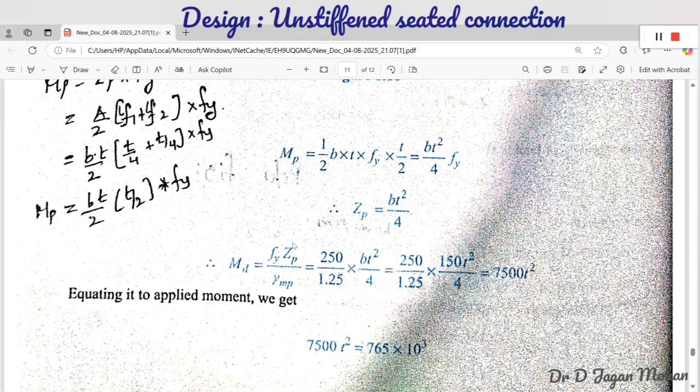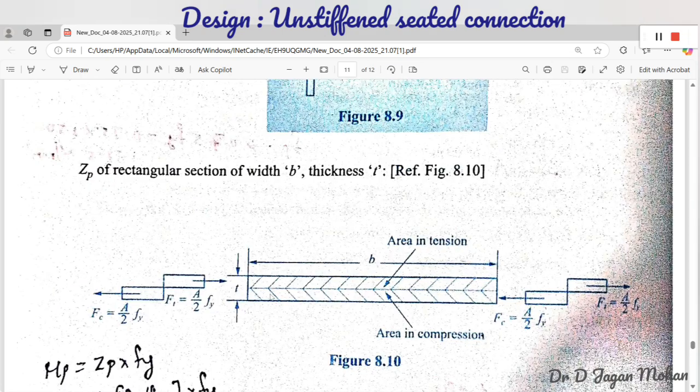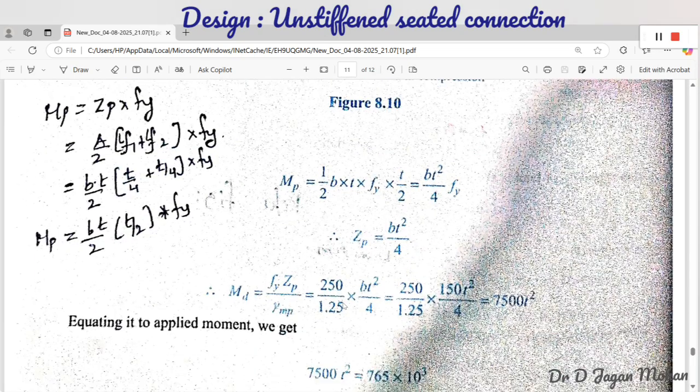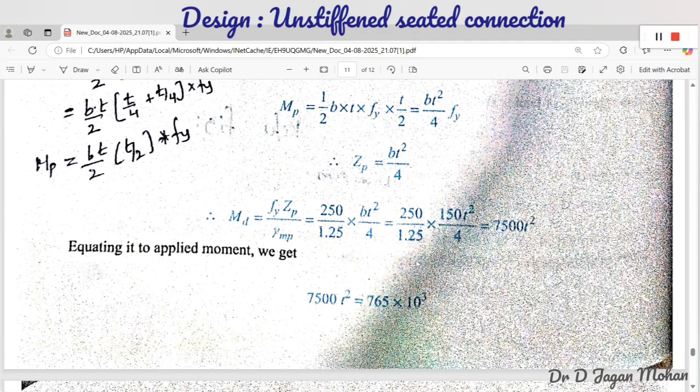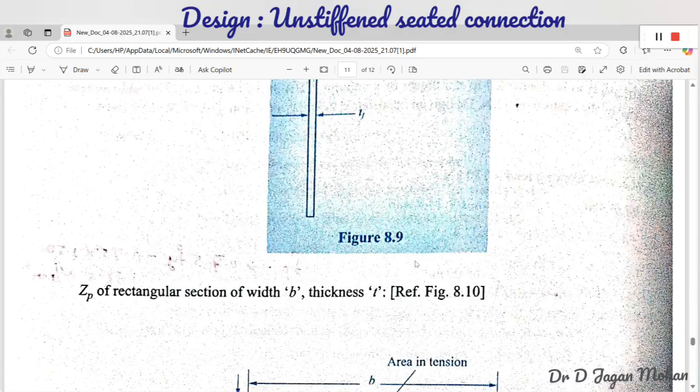So this is the plastic moment capacity. Fy into Zp is the plastic moment, and if you consider partial safety factor in the denominator, we'll get the design moment capacity. So this is the design moment capacity in terms of unknown thickness. What is the thickness required, that we will calculate. Thickness of the seat angle, this one. So you equate that 7,500 T squared to the occurring moment. So occurring moment 765, this you have calculated here.